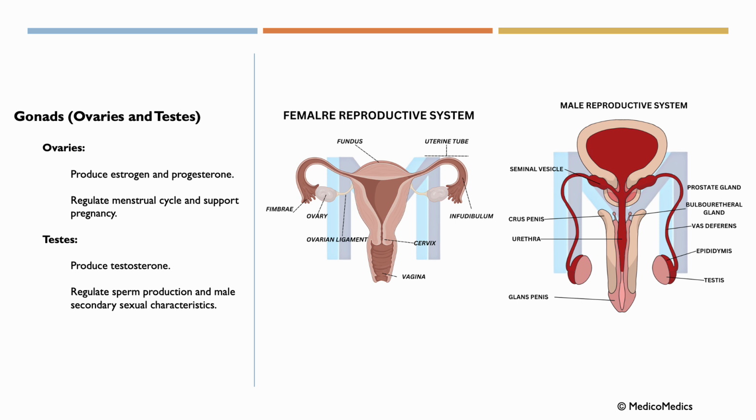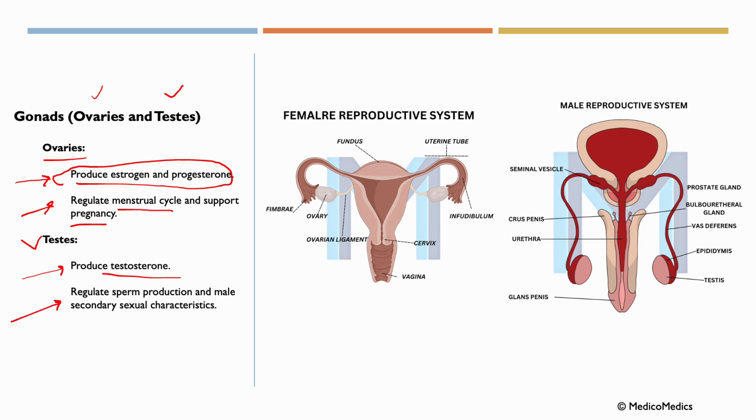Now moving to gonads, so the ovaries and testes. In our ovaries, we find the production of estrogen and progesterone. These are crucial in regulating the menstrual cycle and support during pregnancy. In the testes, we find the production of testosterone. The testes are involved in regulating sperm production and male secondary sexual characteristics.